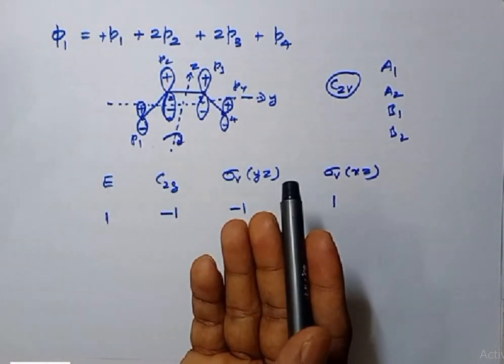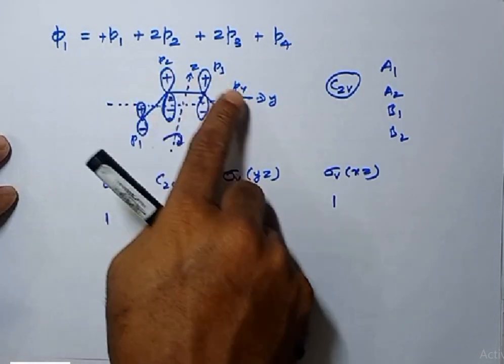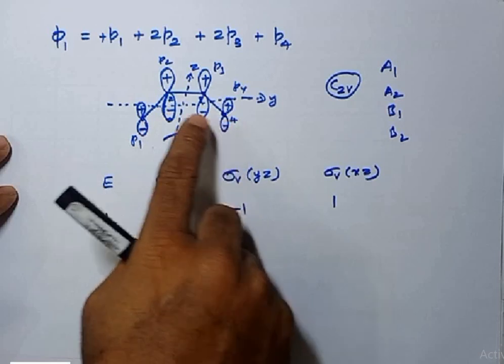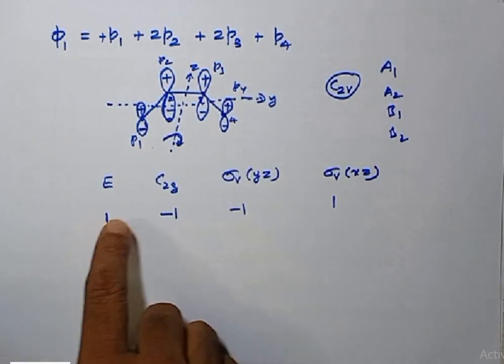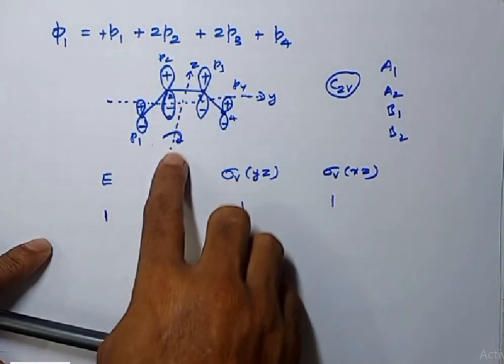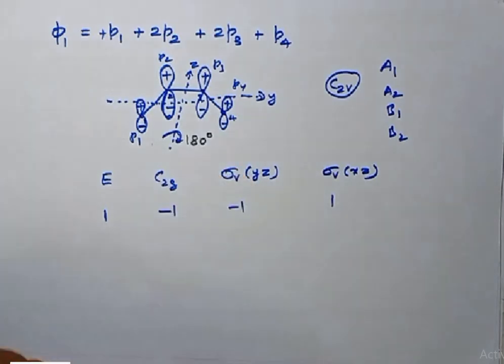Now, what is identity operation? Doing nothing. Okay, doing nothing means all the signs, that is upper lobes have positive sign, lower lobes have negative sign, all the sign remains as such. So put +1. Then what is C2Z operation? This is the Z axis. Along Z axis, rotate the orbital by 180 degree.